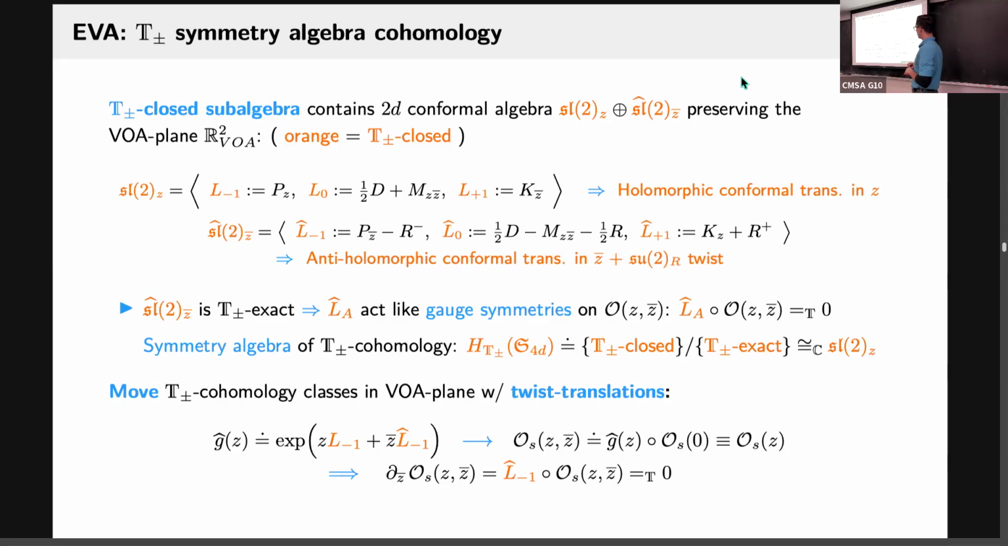But after doing this, what you find is that a twist translated Schur operator obeys this sort of Ward identity that comes from the fact that this L-1 hat guy is indeed acting like a sort of gauge symmetry on the operator algebra.